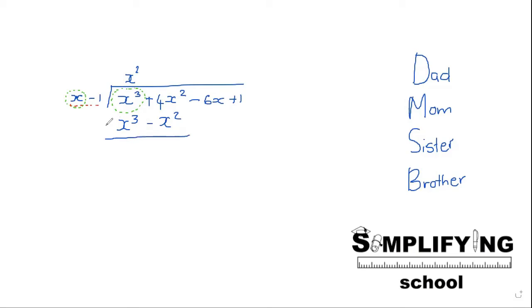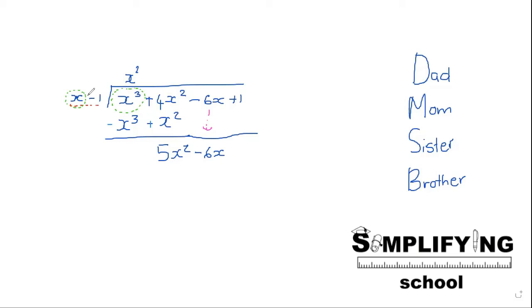Right. Now we're going to subtract. So all the signs would change. This would be a minus, that would be a plus. x cubed minus x cubed, 0. 4x squared plus x squared would give me 5x squared. So that we've done subtraction, and now we're bringing down. Next step is bringing down. So we bring down the minus 6x there, and we start the process all over again.